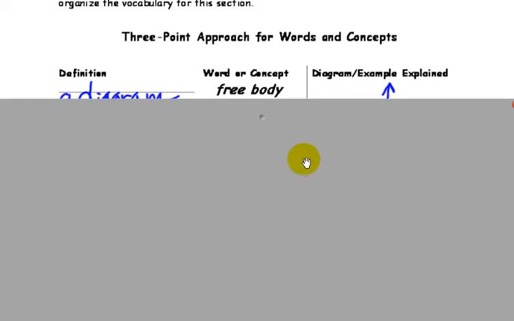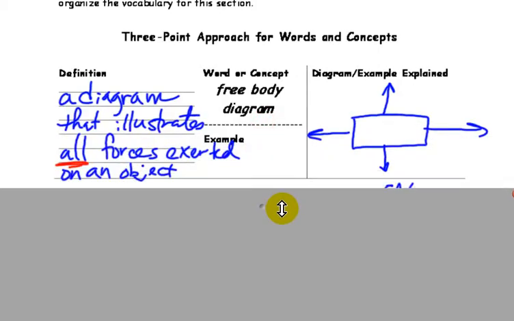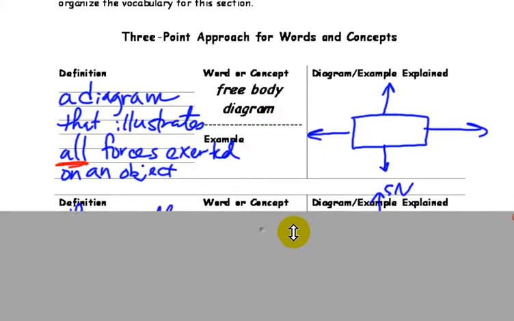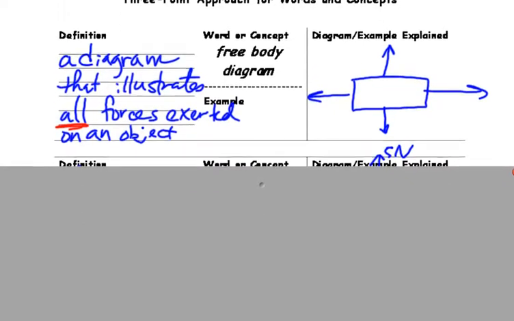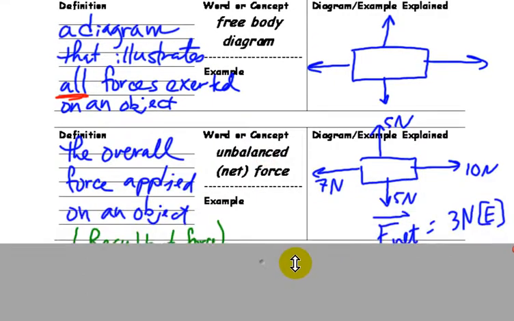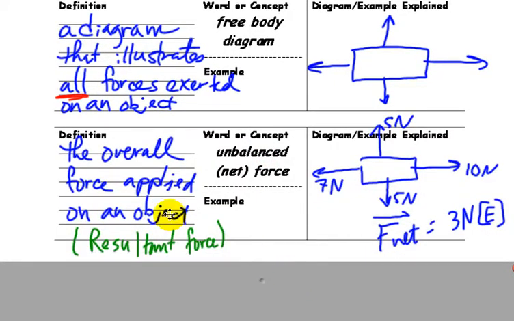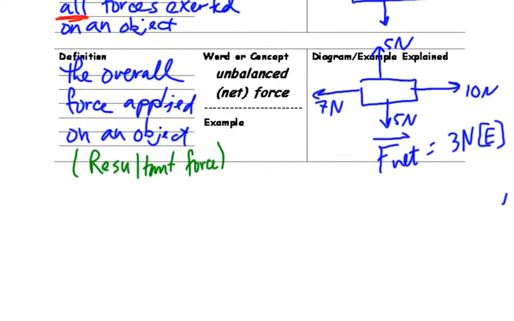Okay, so what we looked at, free body diagram, a diagram that illustrates all forces exerted on an object. Unbalanced force is the overall force applied on an object or the resultant. So we can see here in this case 5 and 5 cancel out, 7 and 10. I'm left with 3 newtons in the eastward direction when all is said and done.